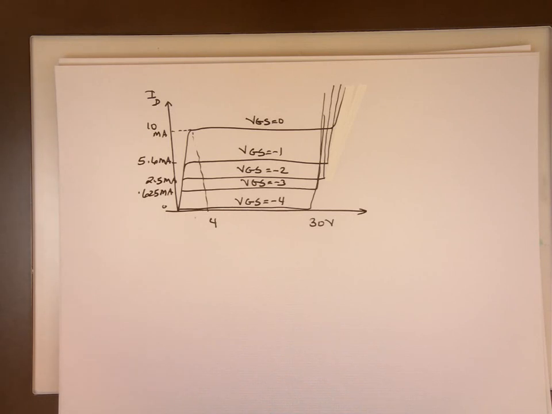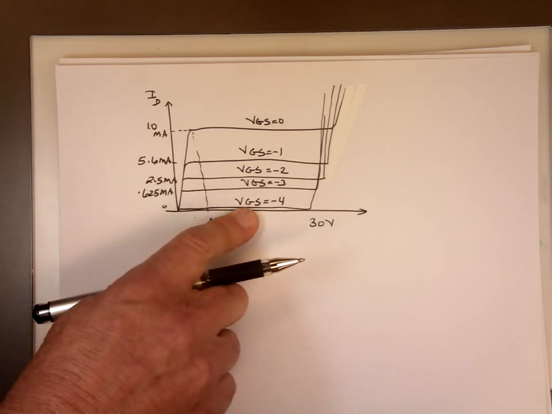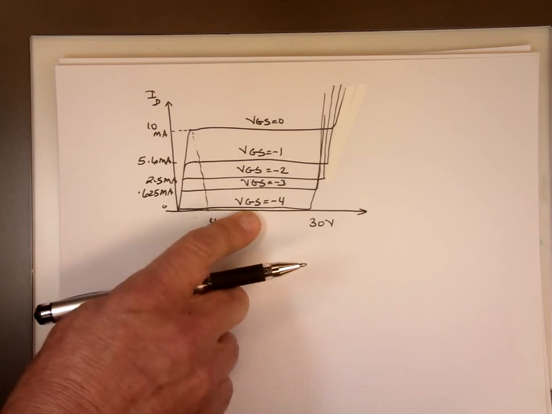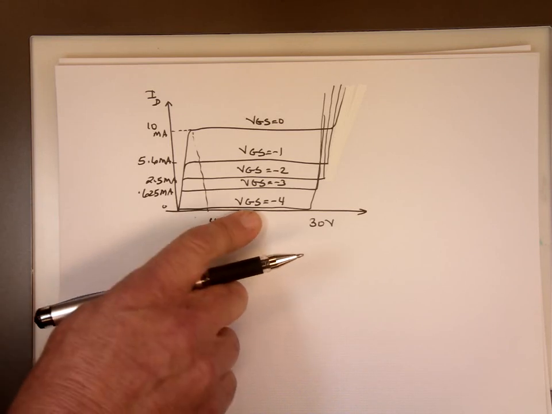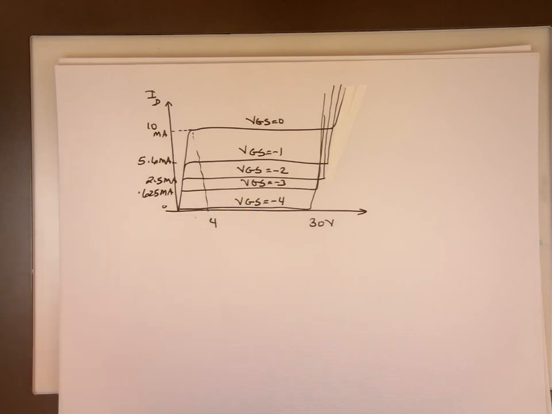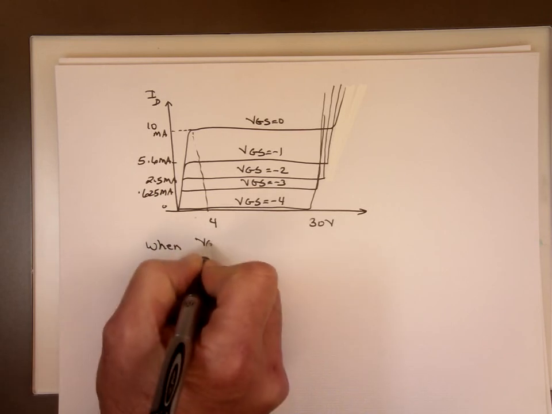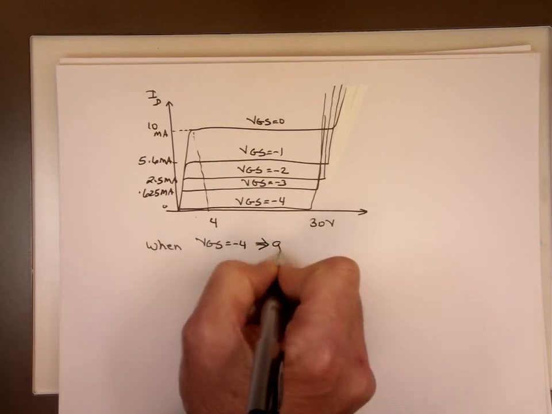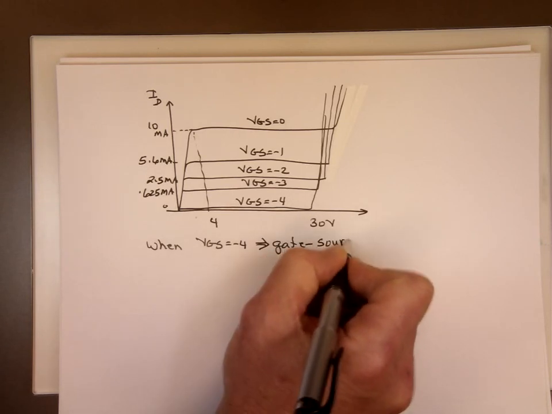Now, the bottom layer here, the last one, is when VGS equals minus 4. The drain current is almost 0 there. So this voltage here, this VGS, when VGS equals negative 4, is called the gate source cutoff voltage.